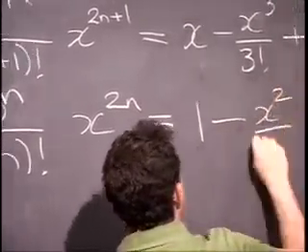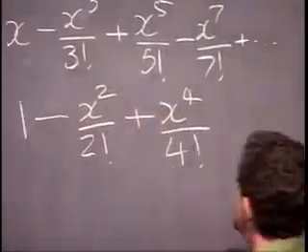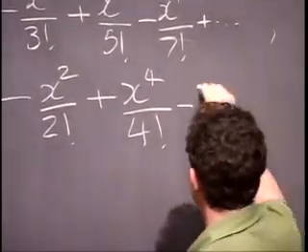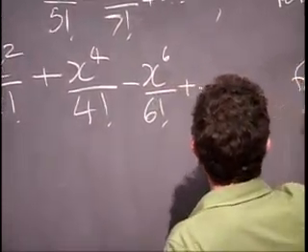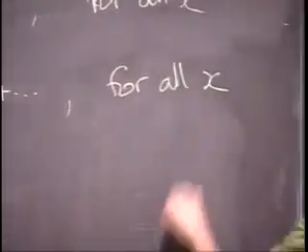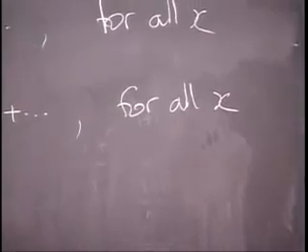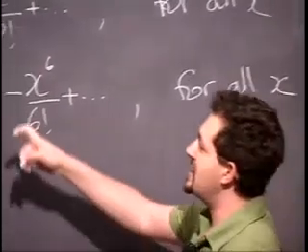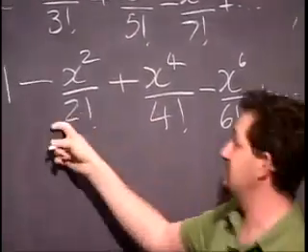Anything's possible. Right, so when you write this out, you get 1 minus x squared over 2 factorial plus x to the 4th over 4 factorial minus x to the 6th over 6 factorial, and so on. Again, alternating, and only the even powers, and this is also true for all x. By the way, if you differentiate any of these terms, you get this.